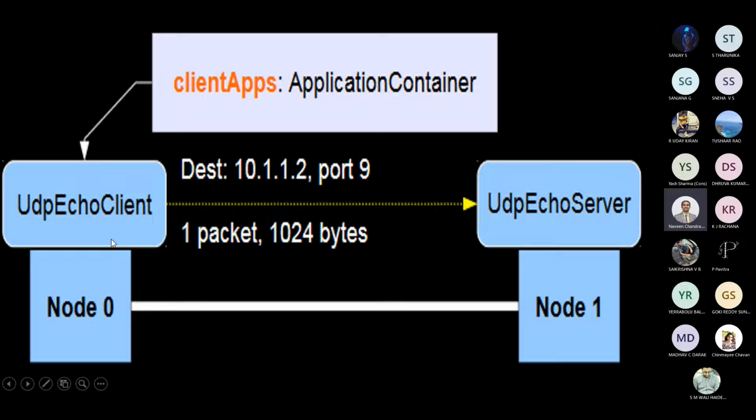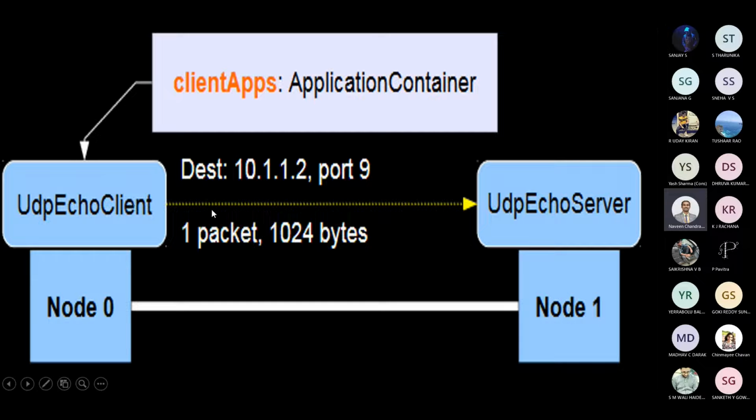As I mentioned, it is the client who has to send a request to the server. It is the person who has to ask a question, and the other will respond back with the answer. So now the client is sending a packet. How many packets is it sending? Only one packet. What is the size of that packet? It is 1024 bytes, and it is sending to the destination.